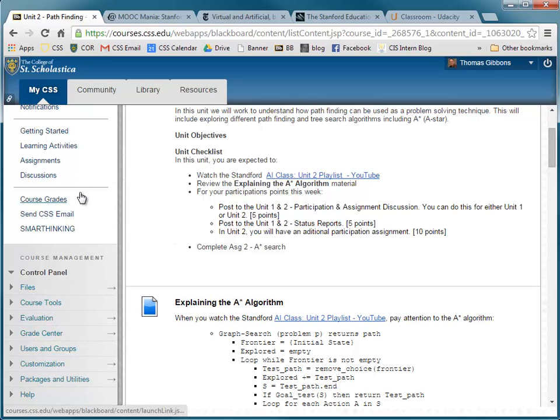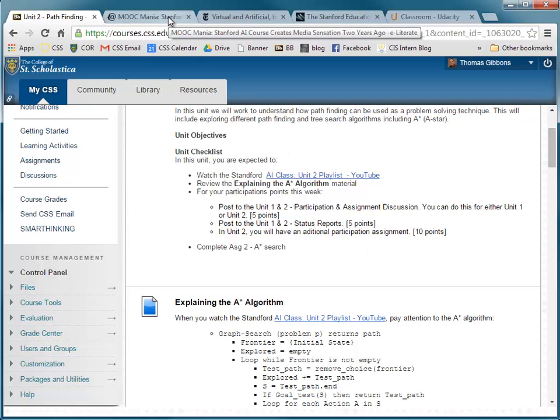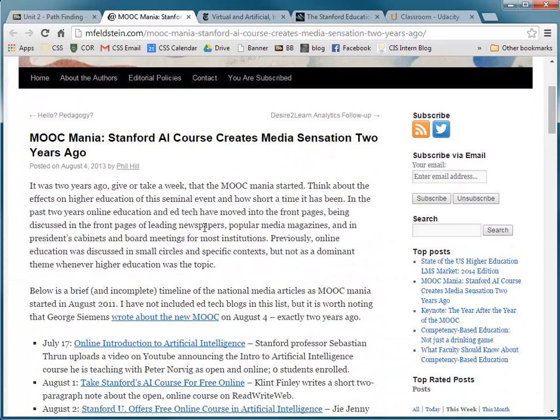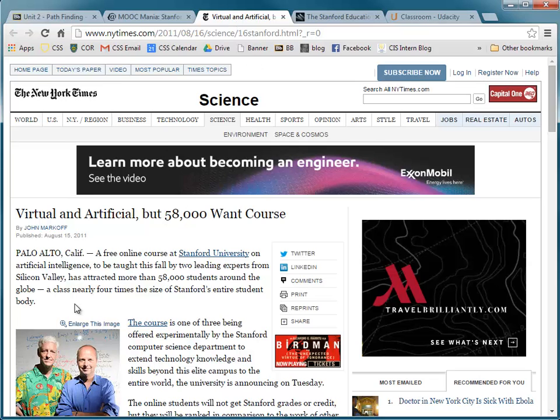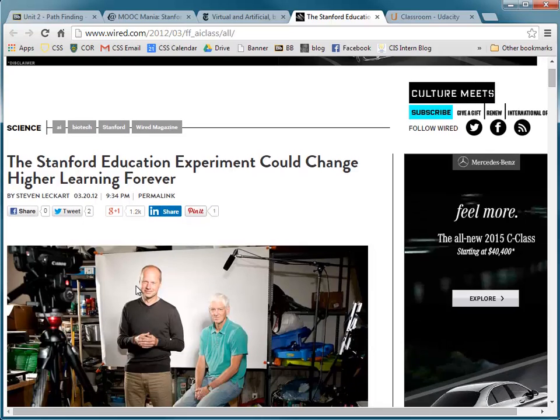So, this course is based on the Stanford AI class. I don't know if you're familiar, but a number of years ago, in about 2011, 2012, Stanford offered a free online course. It made big news, and eventually over 100,000 students enrolled in it. They were written up in the New York Times and Wired magazine about it, and the 2 instructors here. And so we'll be using some of that material in this course.